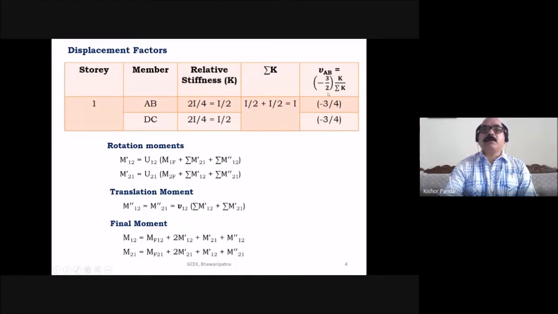Always you have to check that in each story the sum should be minus 3 by 2. This way you can find out the displacement factors or translation factors of the vertical members.